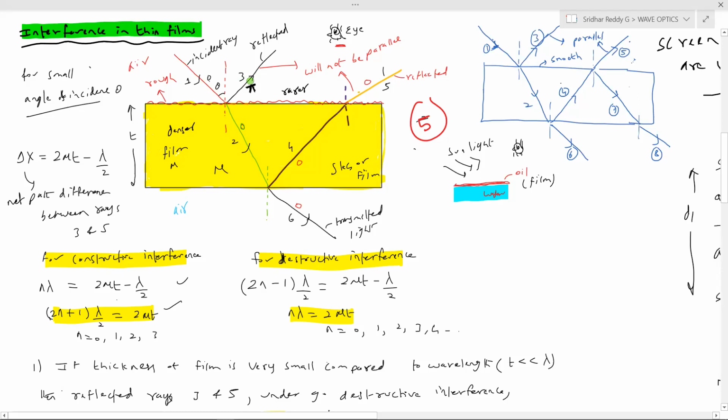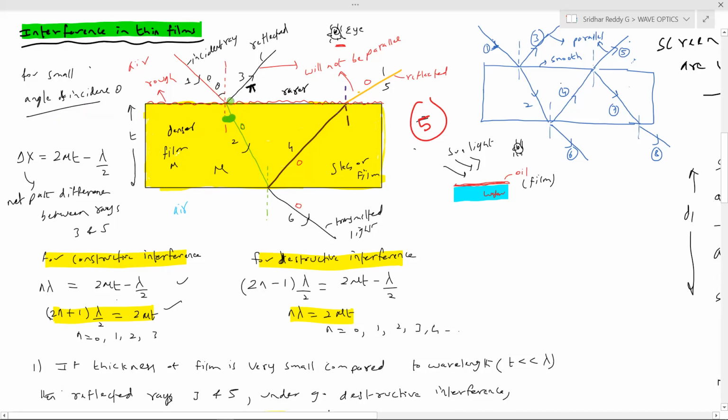Okay, now compared to ray 3, ray 5 has to cover this much additional path, where in a film of refractive index mu, what is the optical path length? Mu t, 2 mu t. So let us take a small angle of incidence.